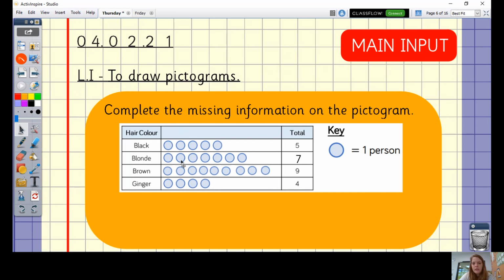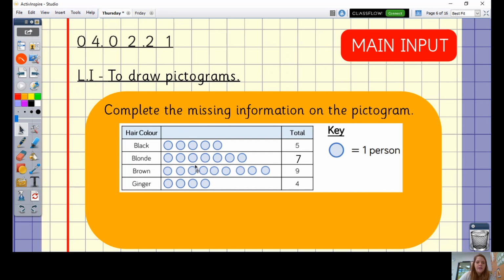So we can see, if we count the totals of the blondes together, 1, 2, 3, 4, 5, 6, 7. There are 7 people with blonde hair, and then for the brown hair, I needed to draw 9 blue circles. The total is 9. Let's just count that there are 9 circles here. 1, 2, 3, 4, 5, 6, 7, 8, 9.